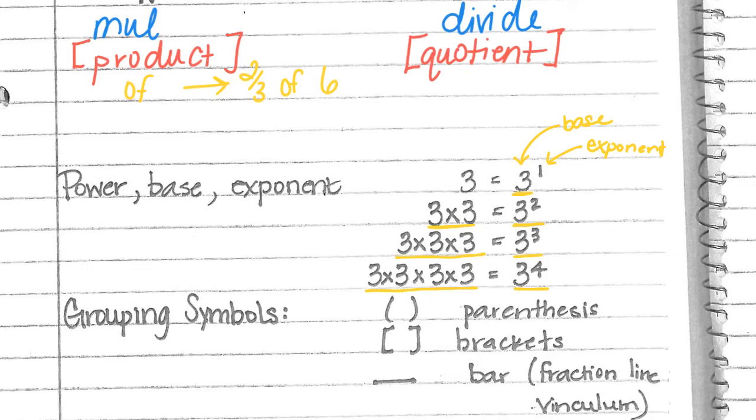Grouping symbols. Parentheses are grouping symbols. Brackets are grouping symbols. And a fraction line. It's called a vinculum. And that would be like 2/3. If I had a fraction line and I had 2 plus 5 over 10 minus 1, we would say 7 over 9. And from there we would reduce.